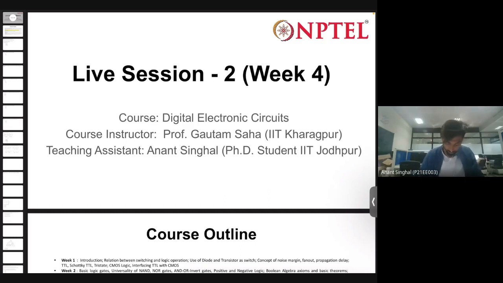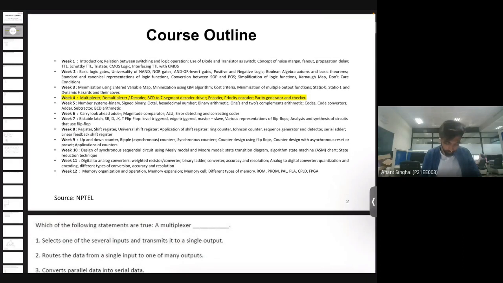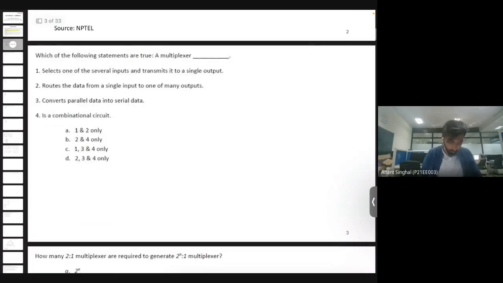So this is the course outline. Till now we have covered the introduction part of digital electronics, Boolean algebra and minimization, and all the basic concepts of SOP and POS. In this week the course content will be mux, demux, encoders and parity generators. We'll talk about these topics in detail, and there will again be a detailed session on number systems in the upcoming week. So let's start with the tutorial problems.